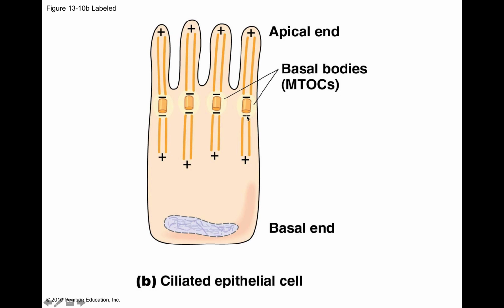Okay, and again, the minus end is always at the microtubule organizing center and the plus end far away. So why is that important? Because they're all in the same orientation. We will see later, motor proteins are going to work on these microtubules to cause them to bend and cause the cilia to beat in a coordinated fashion.